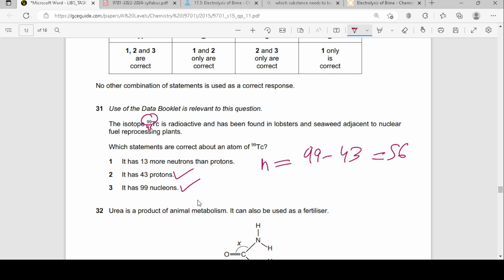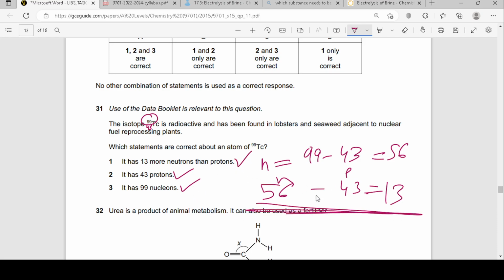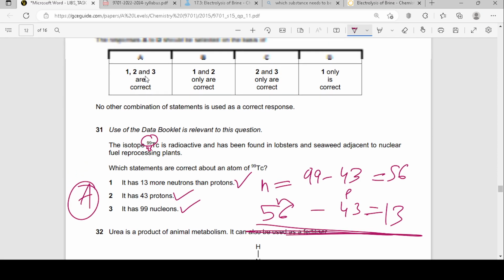Now if you find the difference between the number of neutrons and the number of protons, that's 56 minus 43, which is going to be 13. So if it says that it has 13 more neutrons than protons, this statement is true as well. We just proved it. So that means our answer is A: 1, 2, and 3 are correct.